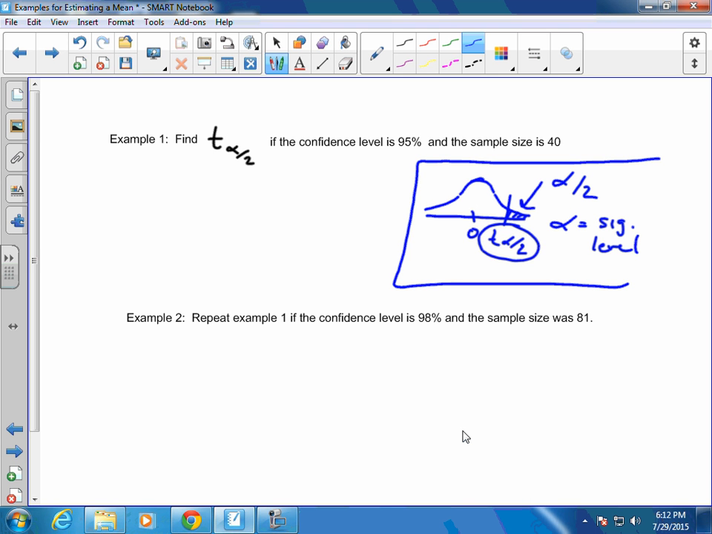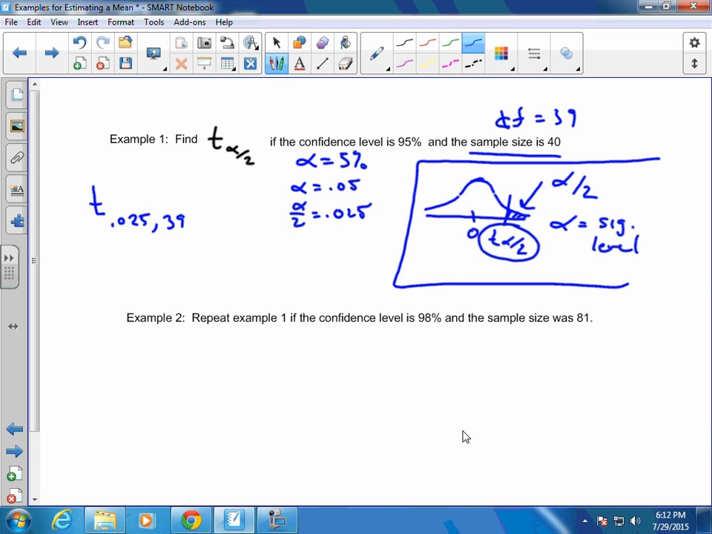We can figure out alpha very easily. Whatever the confidence level is, alpha would be the difference from 100%. So in this first example, we're trying to find t sub alpha over 2. If the confidence level is 95%, that means alpha is 5%, or alpha is 0.05. We don't need alpha, we need alpha divided by 2. So I want to find the t-value so that the area to the right of it is 0.025. And I use this notation. The sample size is 40. That means the degrees of freedom would end up being 39.